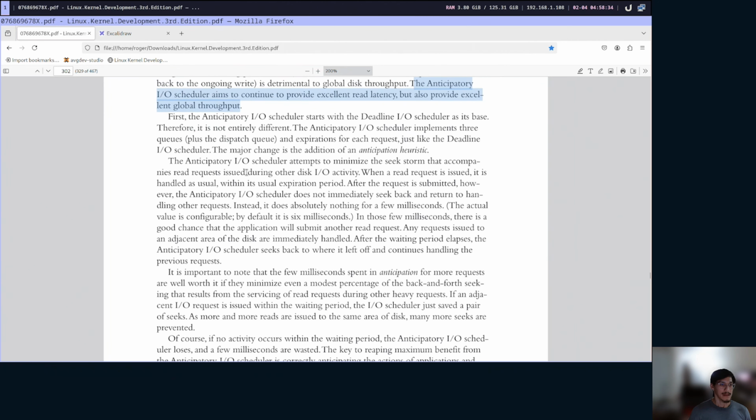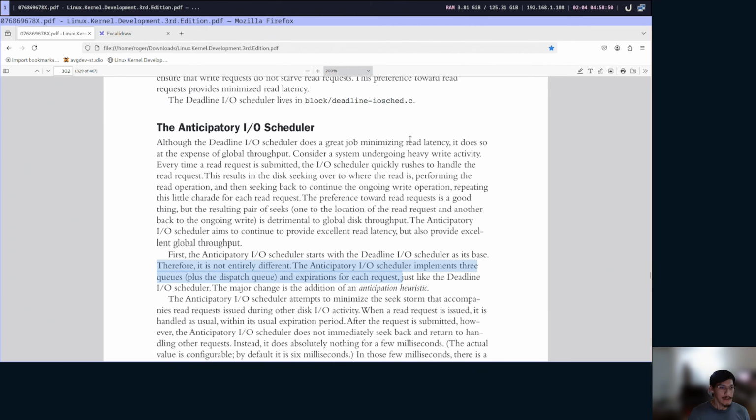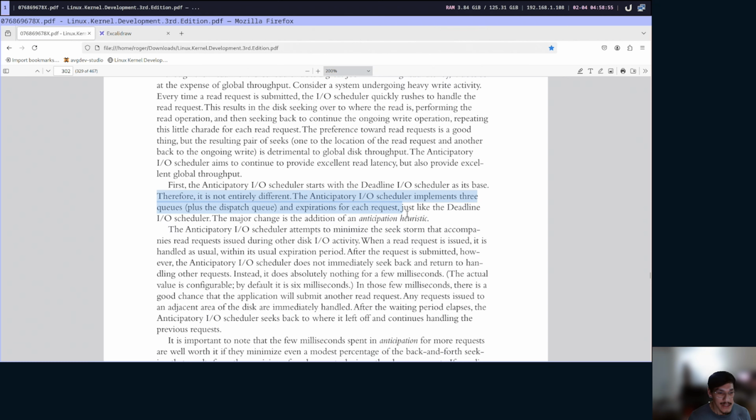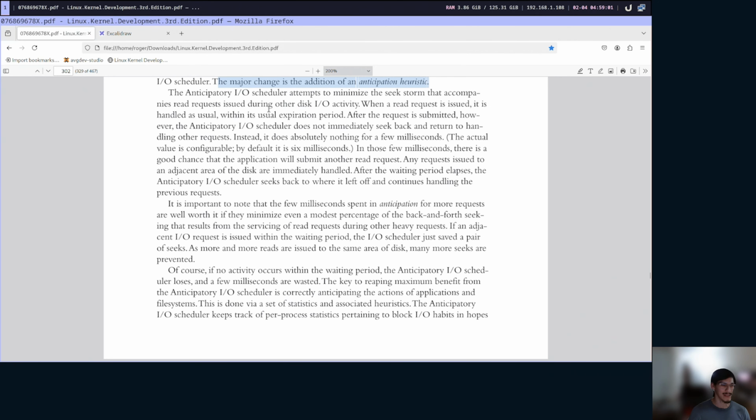Okay. So first, the anticipatory I/O scheduler starts with the deadline I/O scheduler as its base. Cool, sort of like relatives. Therefore, it is not entirely different. The anticipatory I/O scheduler implements 3 queues plus a dispatch queue and the expirations for each request. Wait, oh, it's the same thing. Okay. Just like the deadline I/O scheduler, the major change is the addition of the anticipation heuristic, so the algorithm.